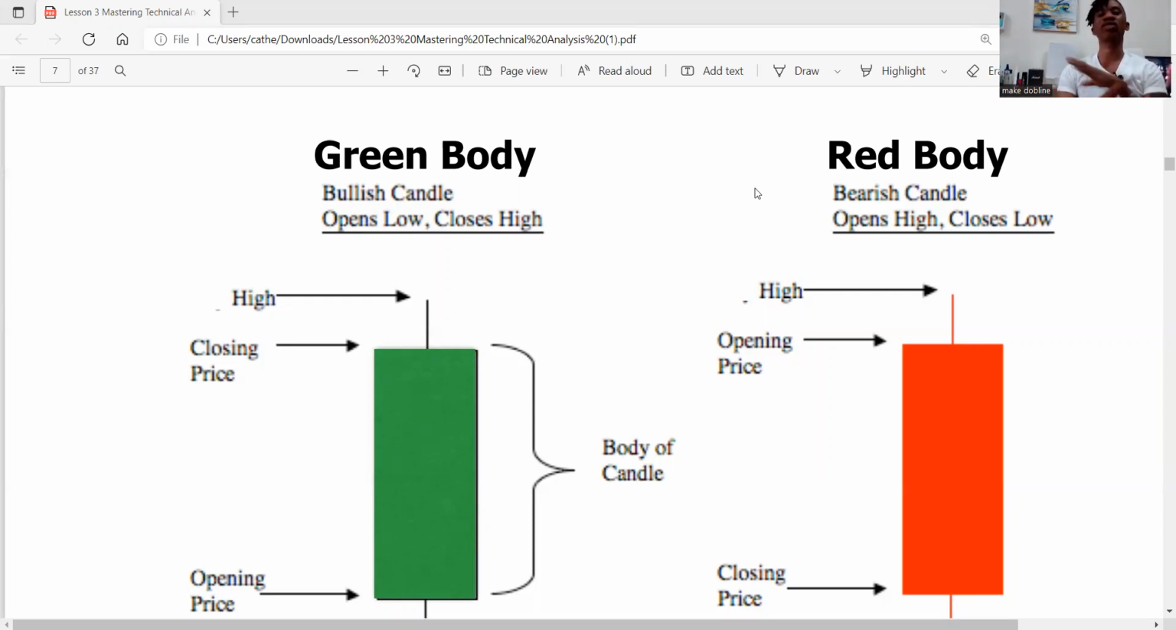These are the 5 most powerful candlestick patterns you can ever see, tried and tested all the time. Now let's jump into this. Let's go to the business of today.